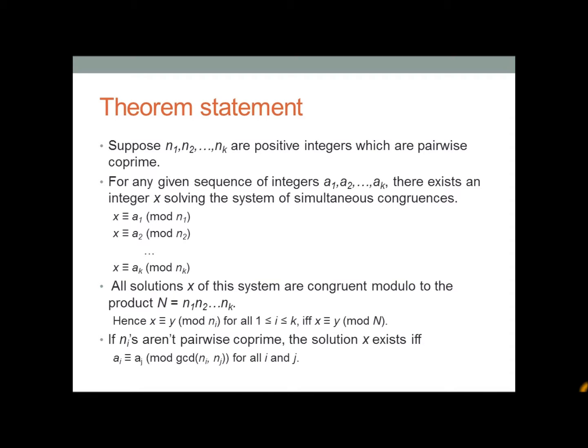As an addition, sometimes we can solve the simultaneous congruences even if the ni's are not pairwise coprime. In that case, the solution x exists if and only if ai is congruent to aj modulo the greatest common divisor of ni and nj for all i and j. All solutions x are congruent modulo the least common multiple of the ni.